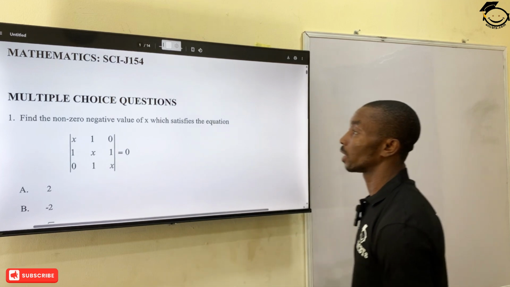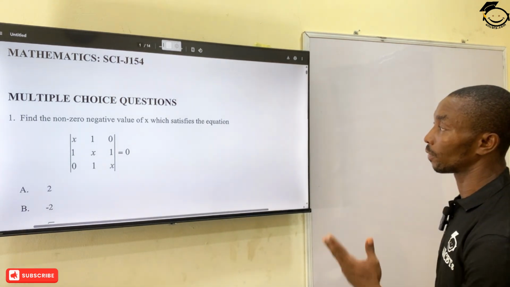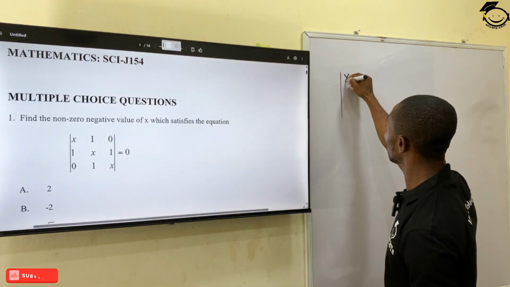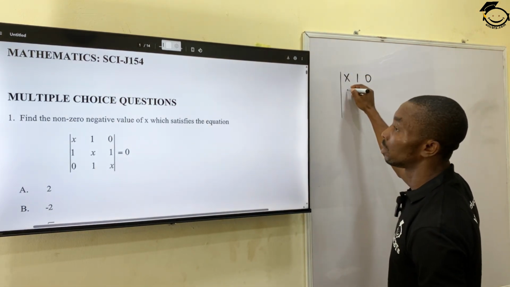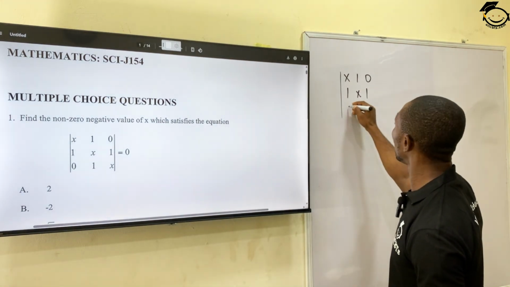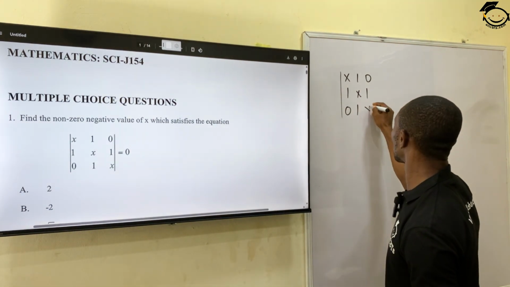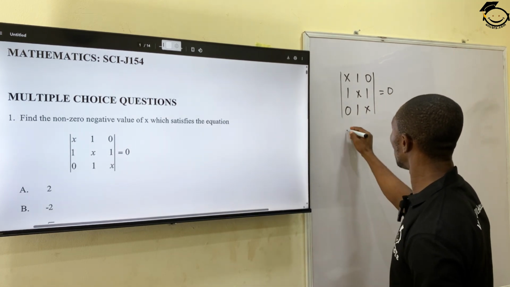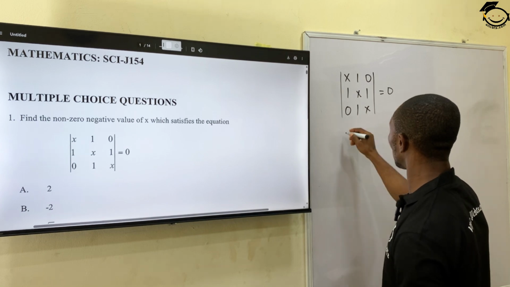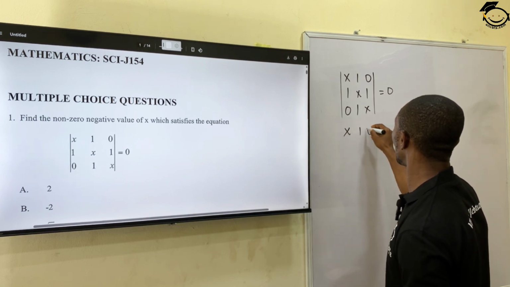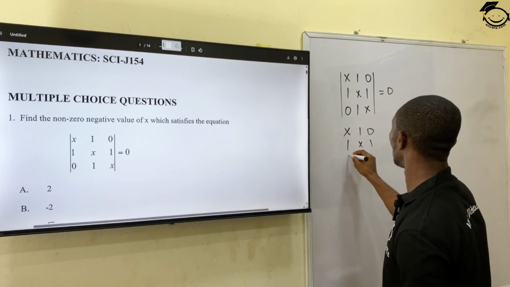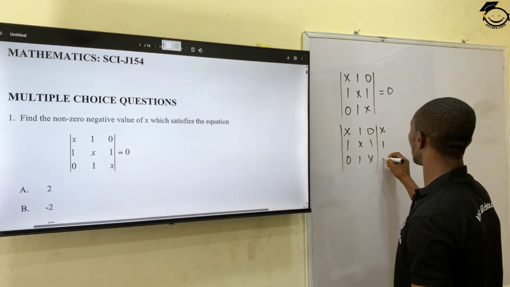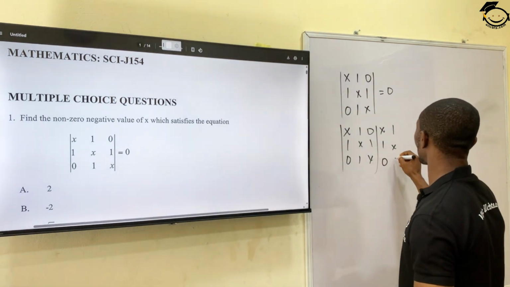Find the non-zero negative value for x which satisfies the equation. In solving this, we'll find the determinant of our matrix x 1 0, 1 x 1 and 0 1 x equals 0. Okay, so we'll expand this a little bit for us to find our determinant. This becomes x 1 0, 1 x 1, 0 1 x, and x 1 0, 1 x 1.